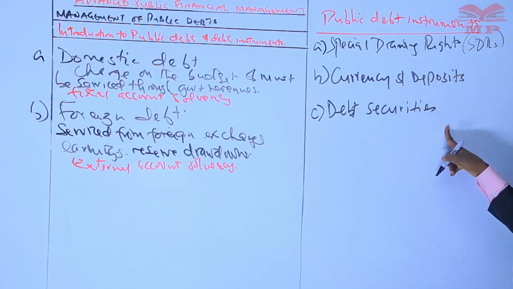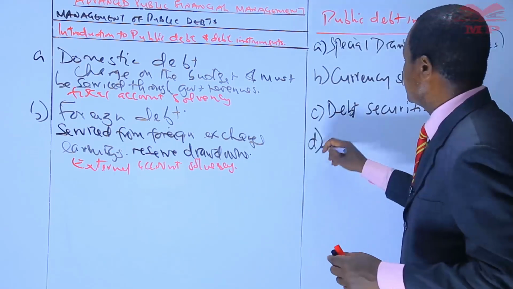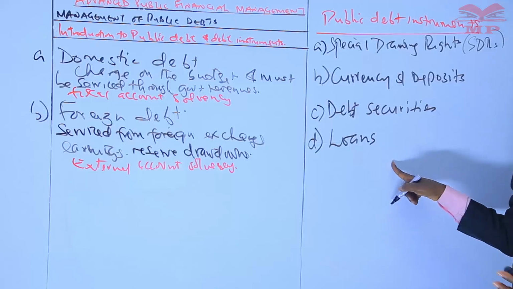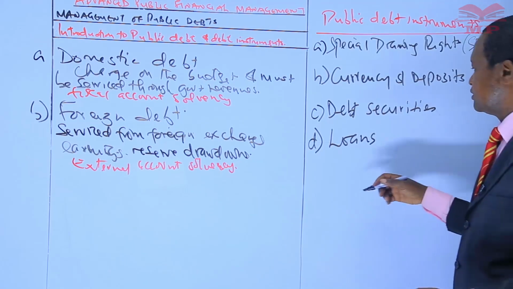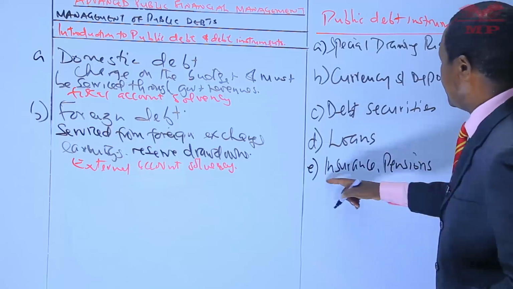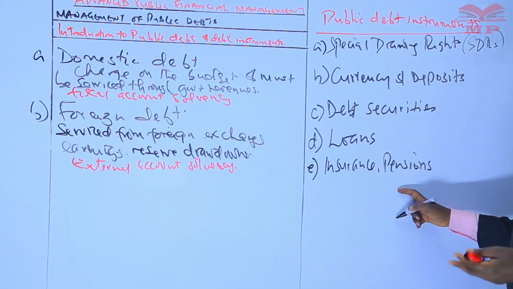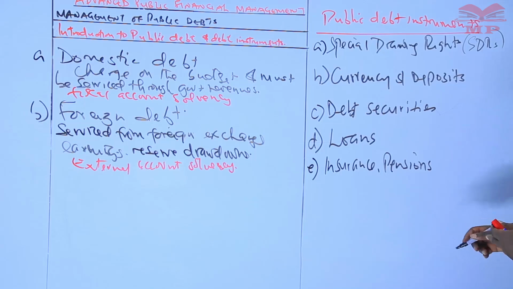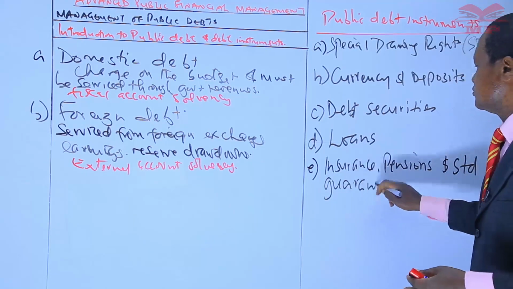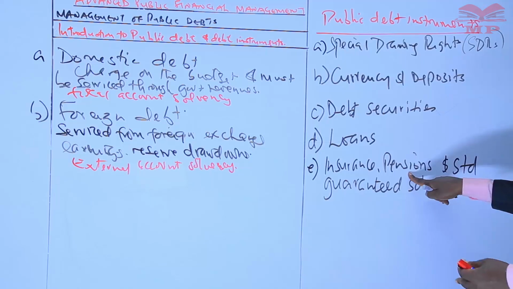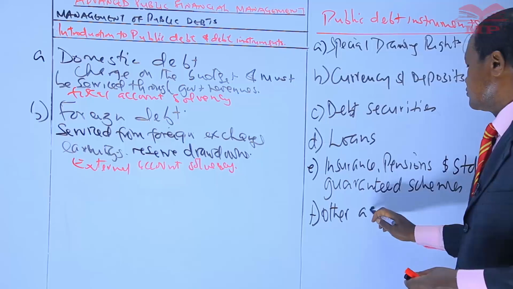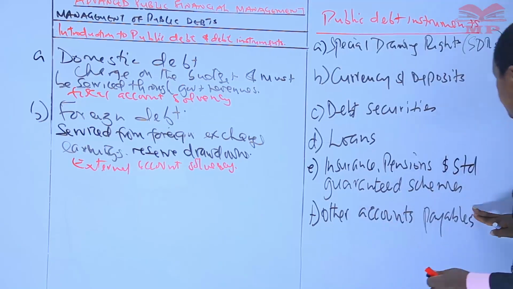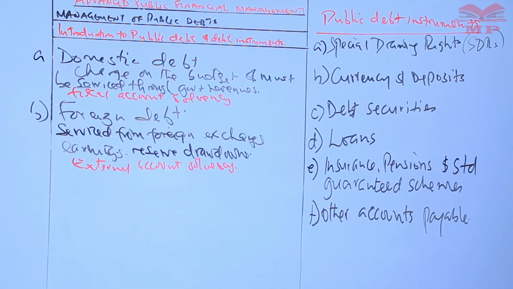Debt securities, obviously loans. Loan is a type of debt. Loans, we have pensions, insurance, and standard guaranteed schemes, insurance, pensions, and standard guaranteed schemes, other accounts payable.